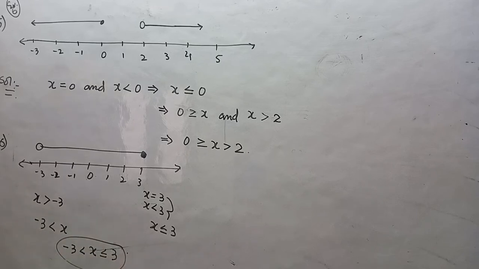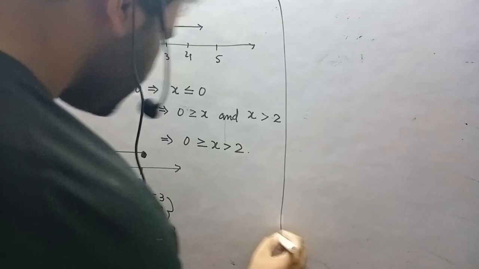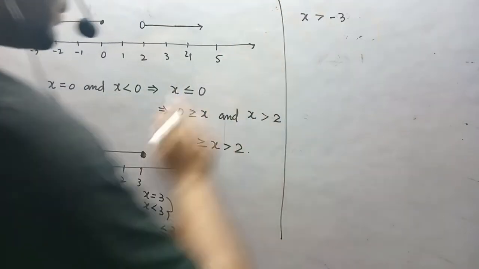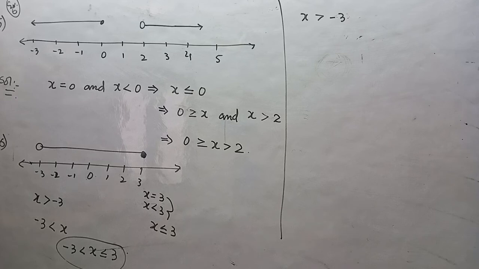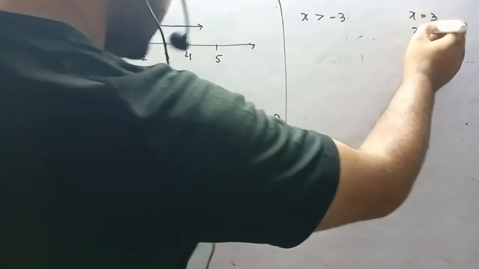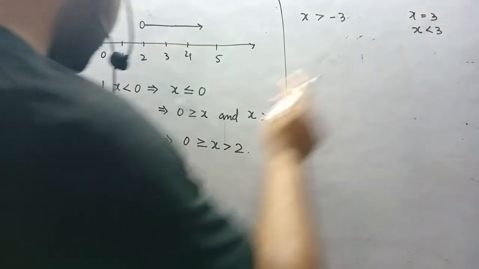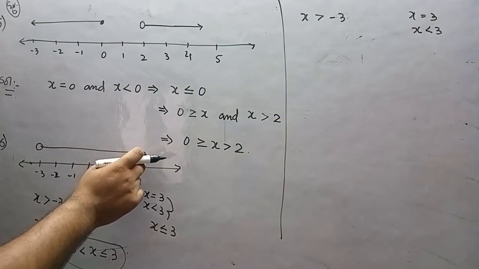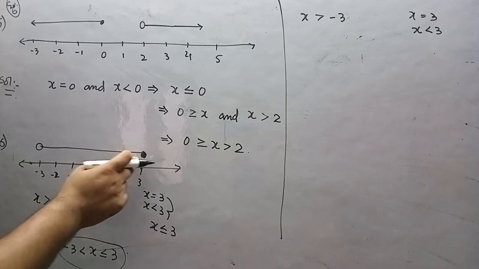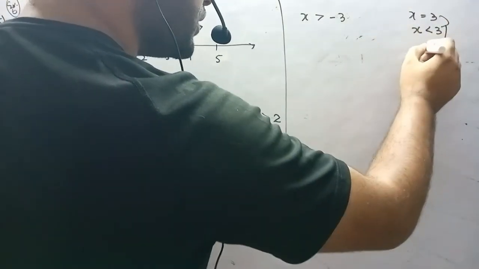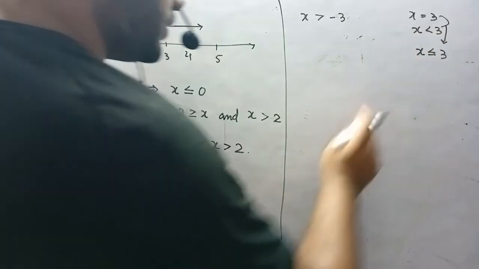You got my point? Once again, I will solve this same question. First, I can write here x is greater than minus 3. Okay, and here I can write x equal to 3, x is less than 3, because x equals 3. We can take any variable, we are taking x. x is equal to 3 and x is less than 3. Combining both, we get x is less than or equal to 3.